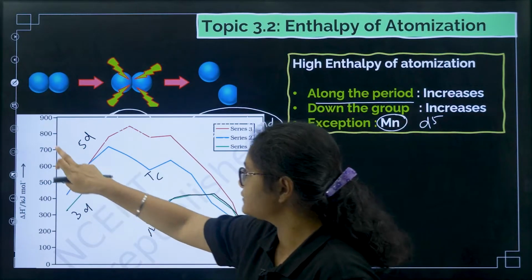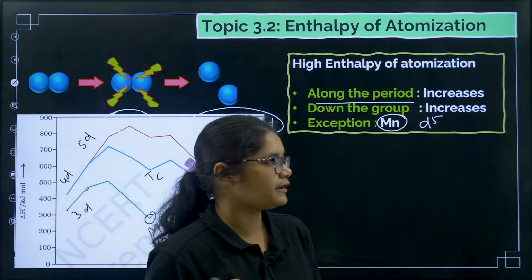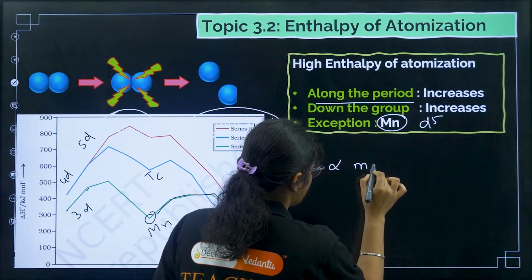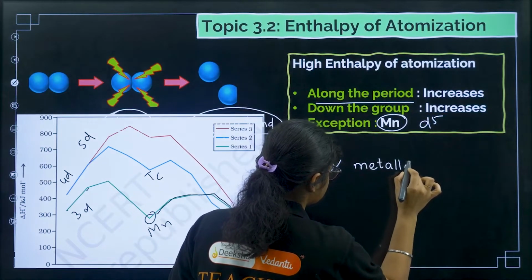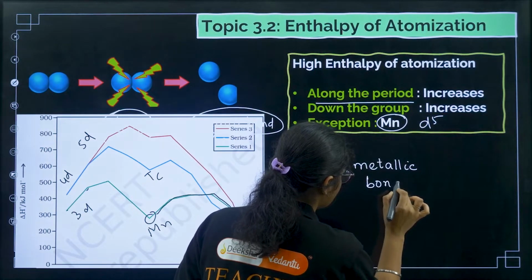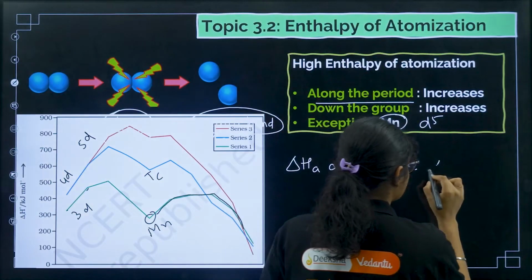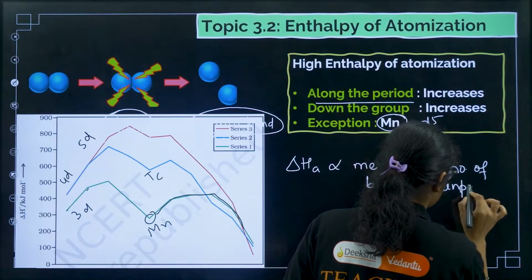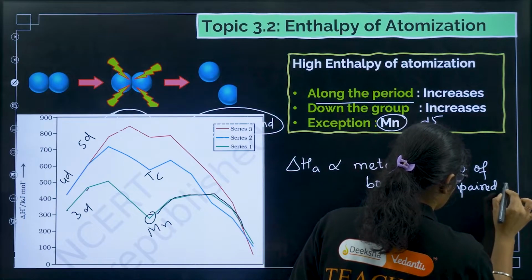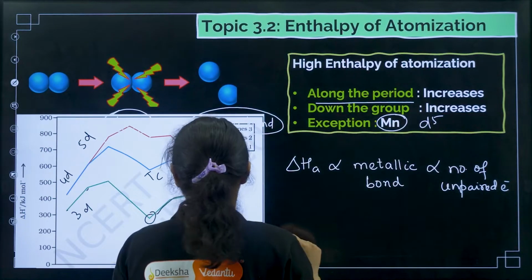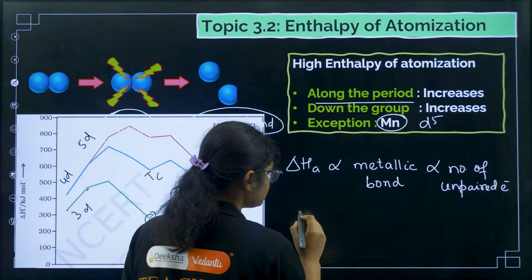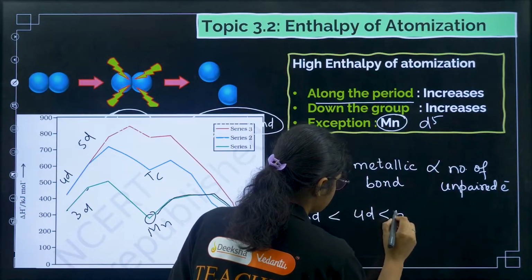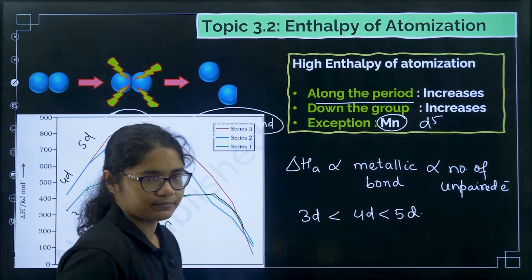So we'll write here 2 points. First point is enthalpy of atomization is proportional to metallic bonding, which is proportional to number of unpaired electrons. That is the first thing. Next, I can say that 3D is having less enthalpy of atomization than 5D. 3D, 4D, 5D. This should be the order.